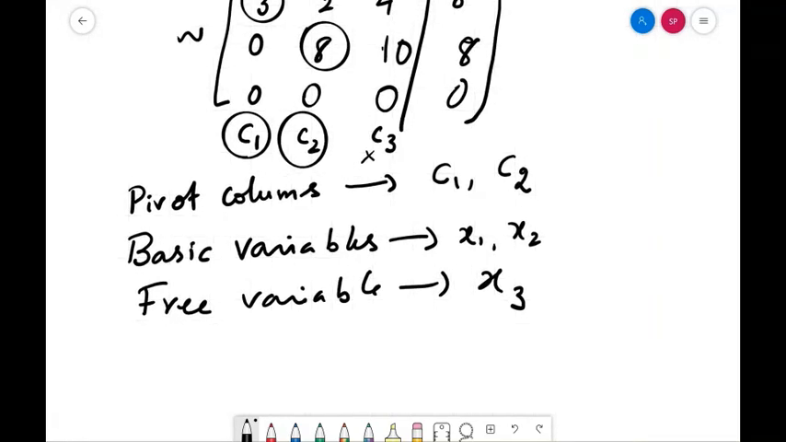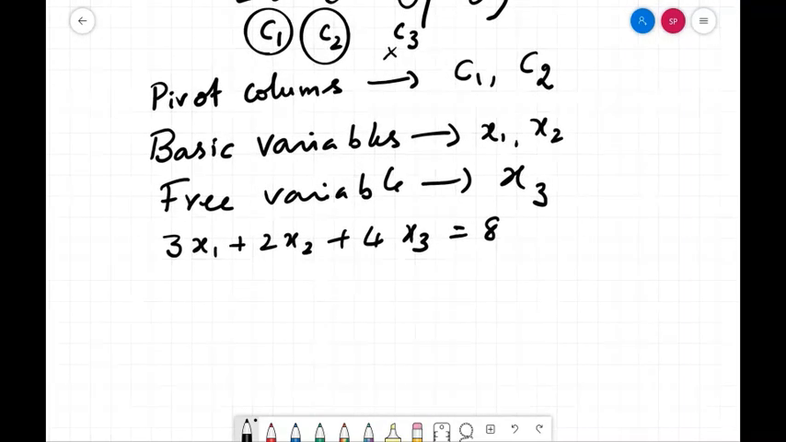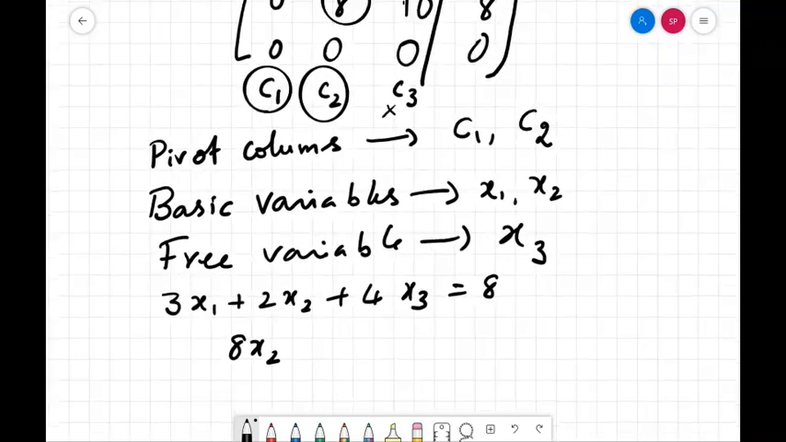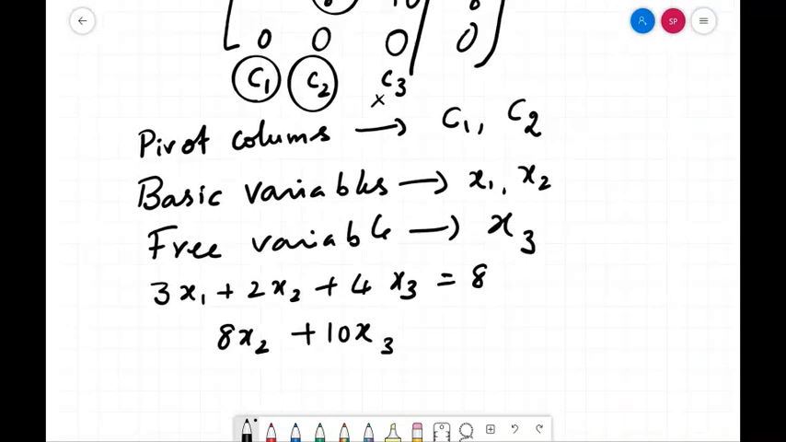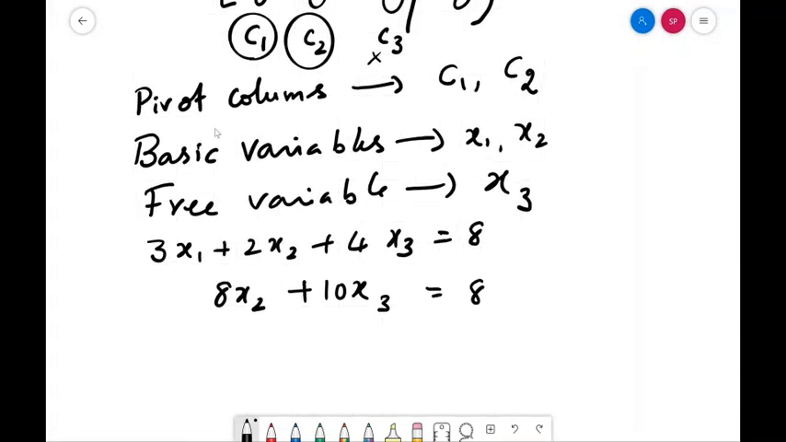If I rewrite the equations from the echelon form, I'll get 3x1 plus 2x2 plus 4x3 is equal to 8, and 8x2 plus 10x3 is equal to 8. So how does this echelon form help us? It helps us to simplify the equations. I have simplified equations now, but how do I arrive at a solution? I have 3 variables and only 2 equations.